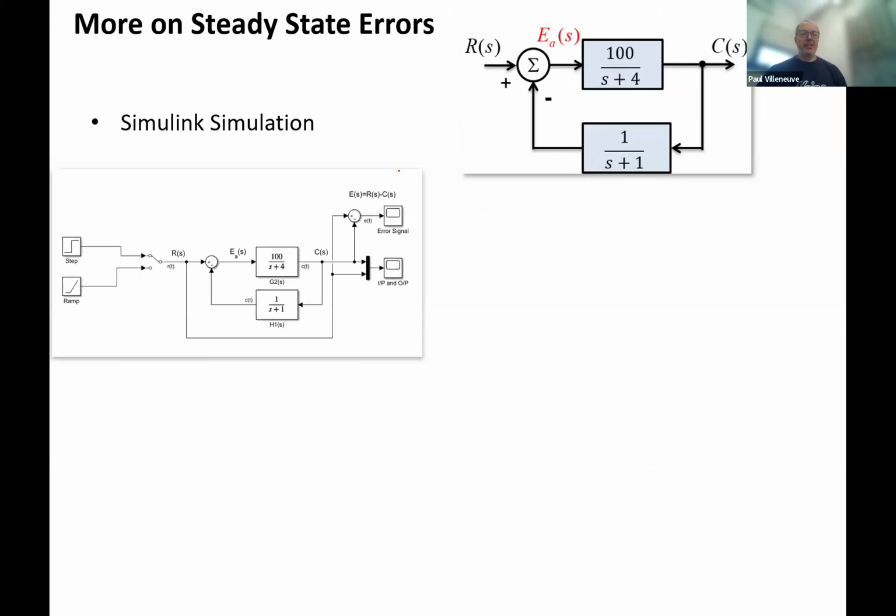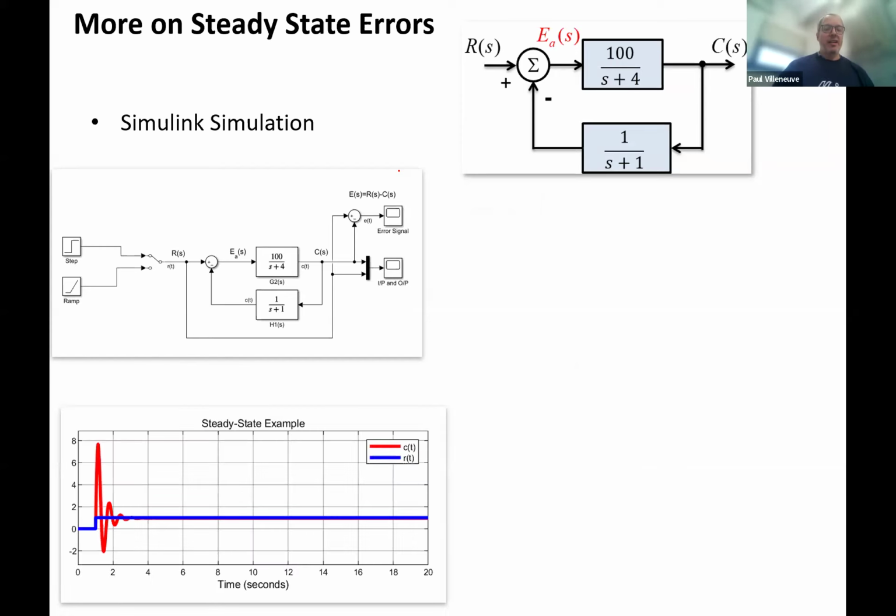Here's our simulation. We have a step and a ramp. And this is the original system, right? This is not the system that we converted to unity feedback. So here is our C of t. Here's our output. Here's our input. And this is for the unit step.